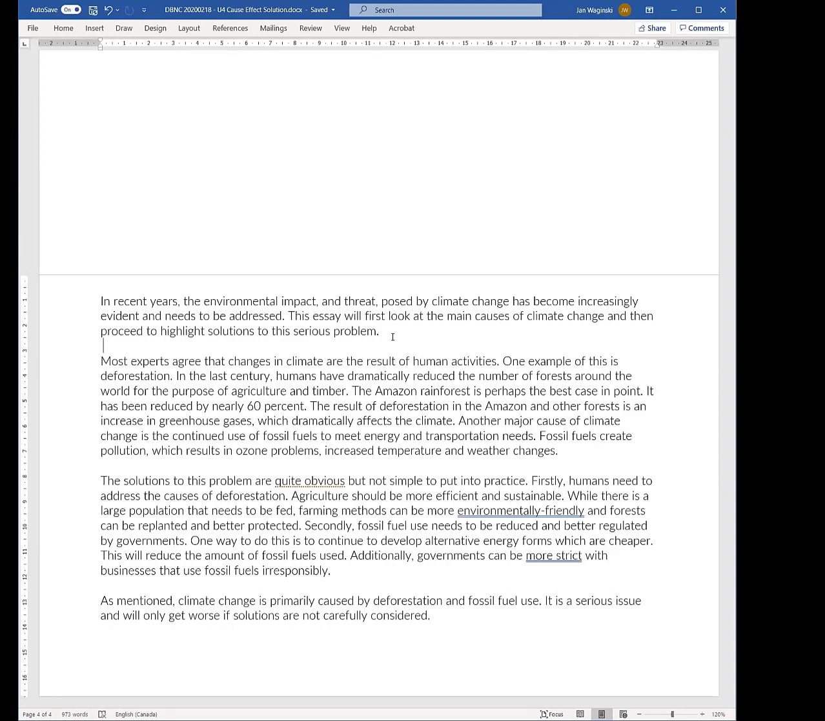Most experts agree that changes in climate are the result of human activities. One example of this is deforestation. In the last century, humans have dramatically reduced the number of forests around the world for the purpose of agriculture and timber. The Amazon rainforest is perhaps the best case in point. It has been reduced by nearly 60%. The result of deforestation in the Amazon and other forests is an increase in greenhouse gases, which dramatically affects the climate. Another major cause of climate change is the continued use of fossil fuels to meet energy and transportation needs. Fossil fuels create pollution, which results in ozone problems, increased temperature, and weather changes.